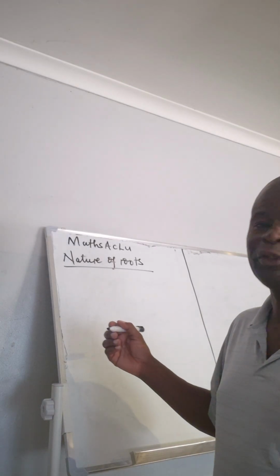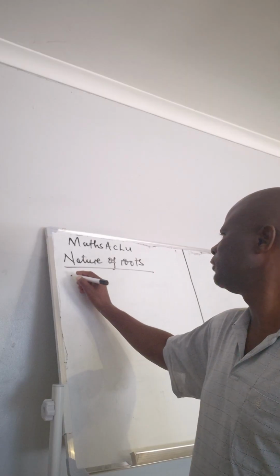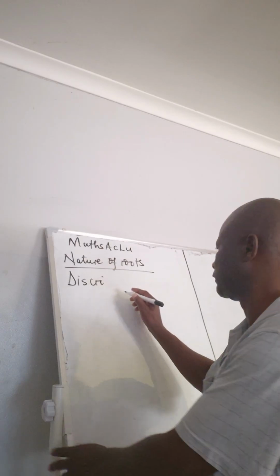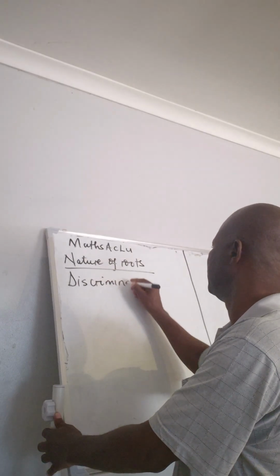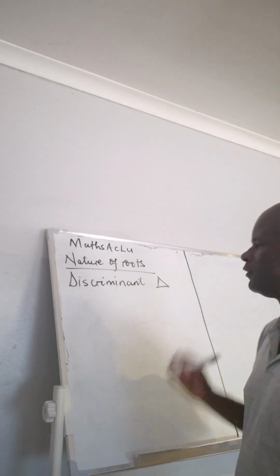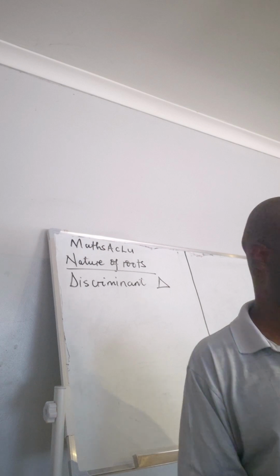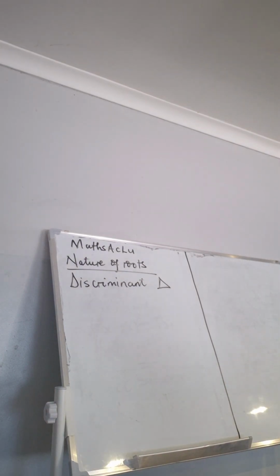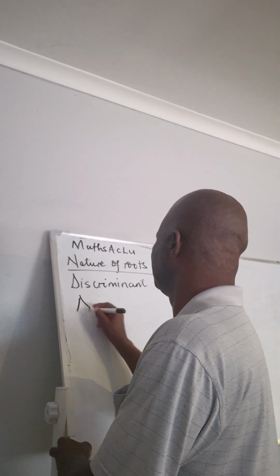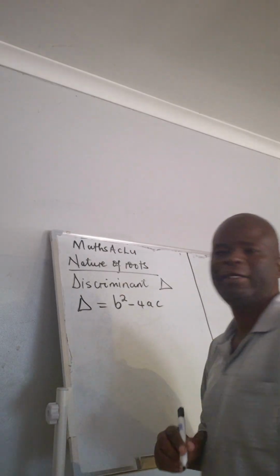So our nature of roots is going to be determined by what we call a discriminant. The discriminant. This one is given a symbol, this symbol. That is the discriminant. When we talk of a discriminant, we are talking of what is inside the square root. So discriminant is equal to b squared minus 4ac.